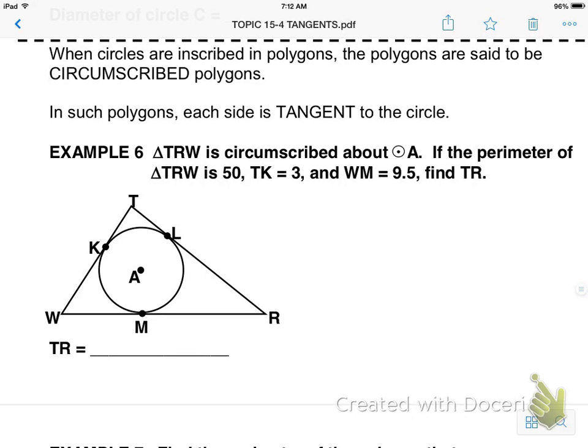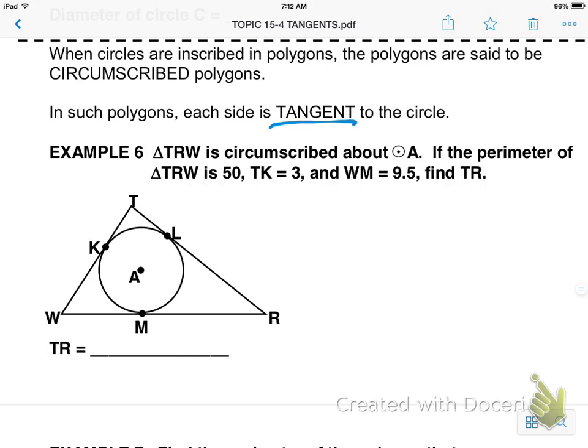Okay, we're getting into some new terms, which are not that bad. This one just says when circles are inscribed in polygons, that means when circles are inside polygons, then the polygons themselves, triangles, rectangles, pentagons, are said to be circumscribed polygons. It doesn't change anything that you've learned thus far. So in such polygons, each side is tangent to the circle.